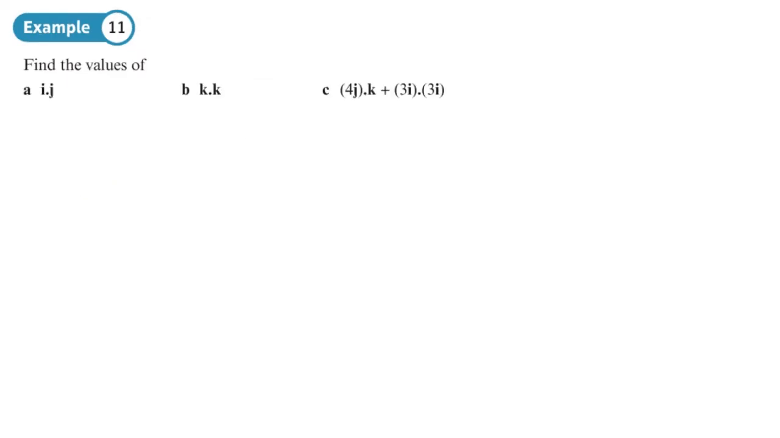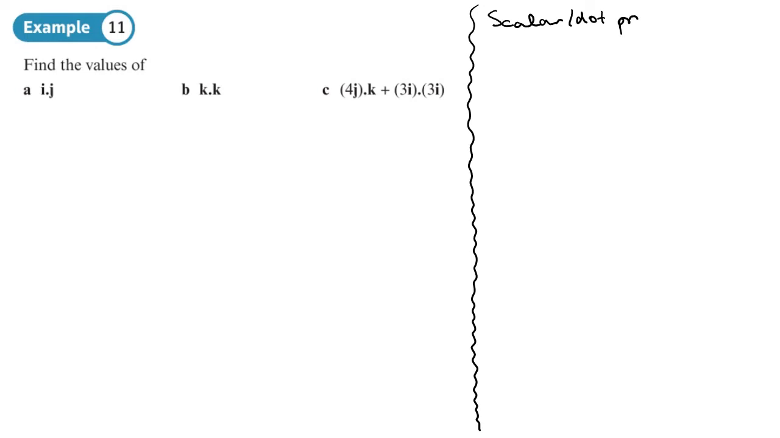Now, before we go through these two examples here, we're going to write down some important information and results about this scalar dot product here, and then it will make these questions that we're going to be doing a lot more straightforward. We'll know exactly what we're doing. Okay, so the first thing is, what's the definition of this scalar dot product?